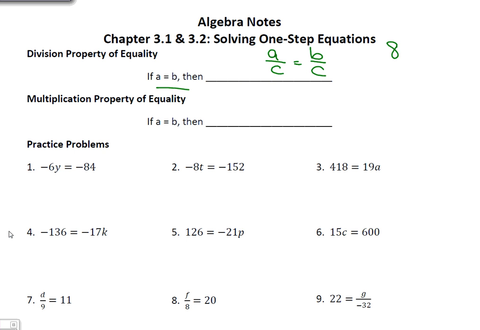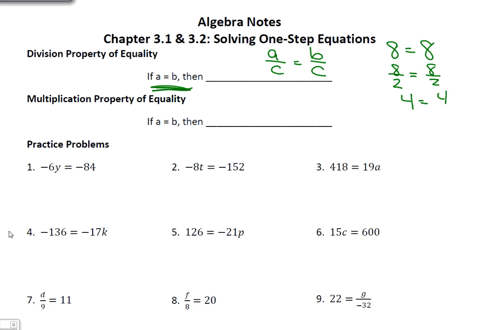Let's say I have 8 equals 8. So this A equals B. The left side equals the right side. And my division property says that I can divide both sides by the same number. So let's say I take 8 divided by 2. If I divide the left side by 2, I divide the right side by 2. 8 divided by 2 is 4. 8 divided by 2 is 4. So I end up with an equivalent equation as long as I divide both sides by the same number.